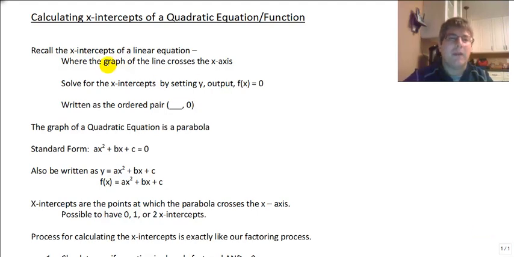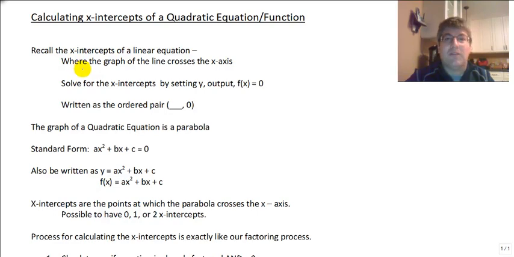Welcome back. In this video, we are going to calculate the x-intercepts of a quadratic equation, or depending on the notation, it might be a quadratic function. Let's recall the x-intercepts of a linear equation, of a line.